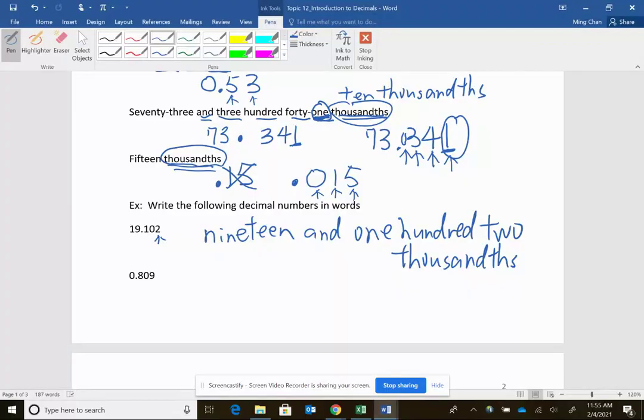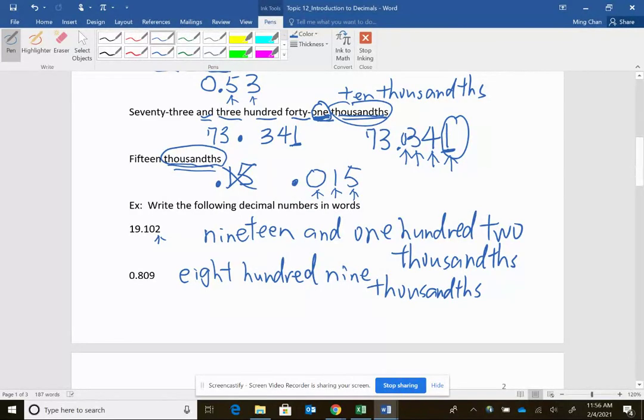Okay. This is actually 809. The 9 is sitting on the thousands. So we will say 800. Can I say 809? And I'll be wrong. 809. And 9 is sitting on the what? Thousand. There you go. That's how you write them.